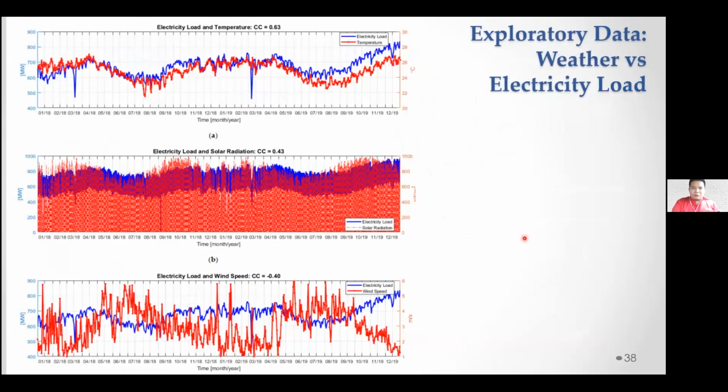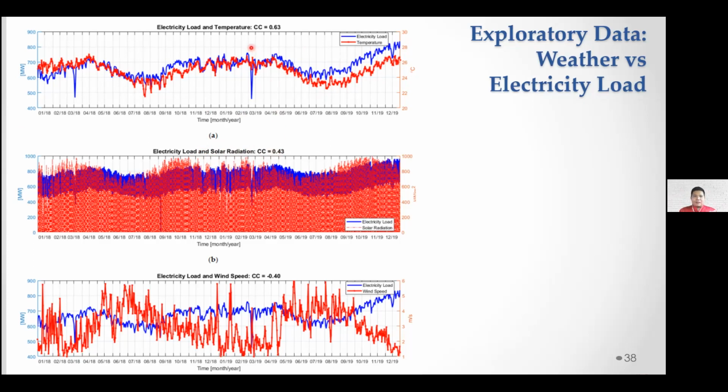Now we would like to explore which weather parameter affects electricity load consumption. So this one we fit simply, qualitatively. We plot the blue one, which is the electricity load, and the red one, which is temperature. We can see clearly here that the temperature and the electricity load are quite related. And then the second one is solar radiation.